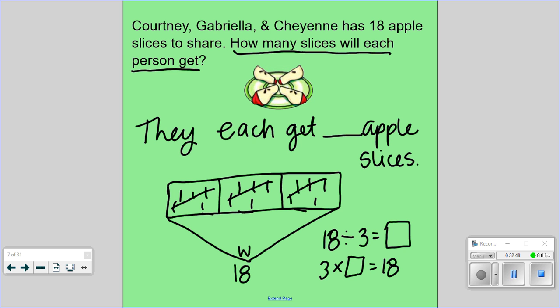There are 6 tallies in this box, 6 tallies in this box, 6 tallies in this box. That means 18 apple slices divided by 3 girls equals 6 apple slices per girl. 3 groups of 6 is equal to 18. They each get 6 apple slices. Does that make sense? A little bit?